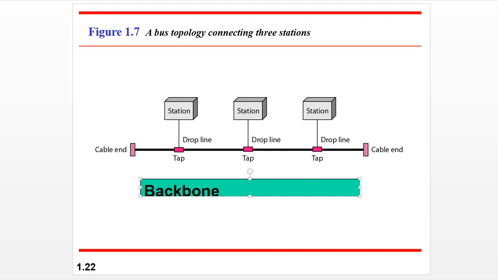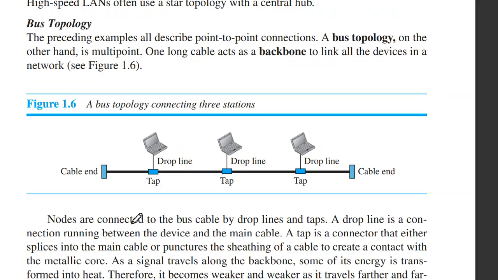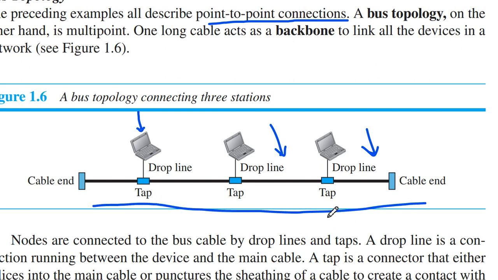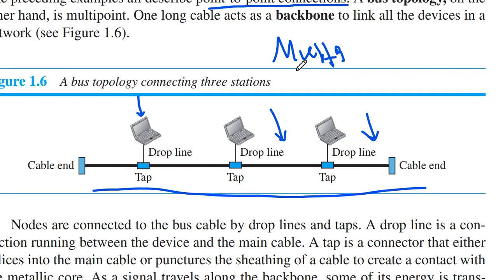And as compared to other topologies, there are some advantages and also disadvantages. In this bus topology also there is a point to point connection. Point to point in the sense that for this laptop or this device there is one drop line which is connected to the backbone. Here also one drop line will be there, and here also one drop line will be there. So this is called a point to point connection. But although other topologies also have point to point connections, here we are taking all the connections from one line. So this is called a multipoint connection. And remember that bus topology always has a multipoint connection.